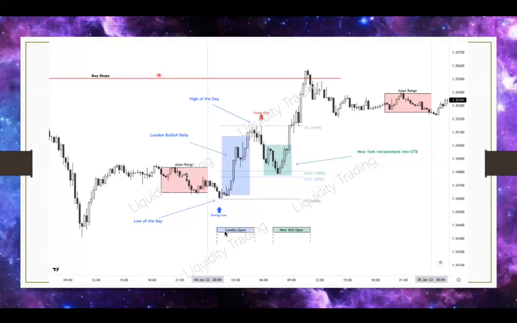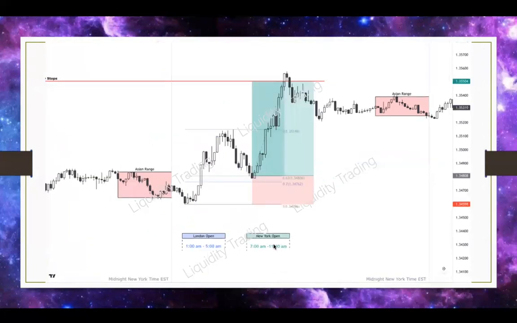Again, notice the time and price, how they work. So specifically, London Open is bullish, and we see the retracement back into the New York Open. Again, we see the 1 to 3 risk reward.